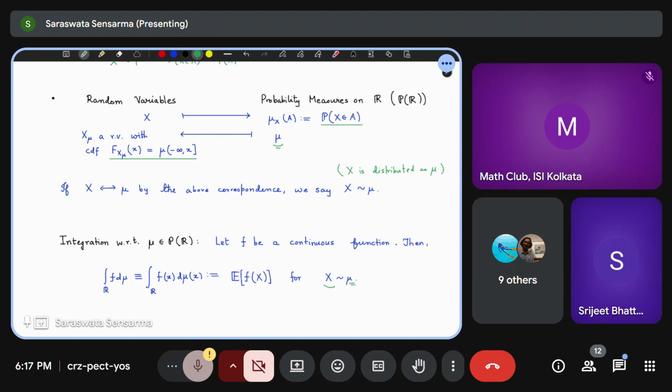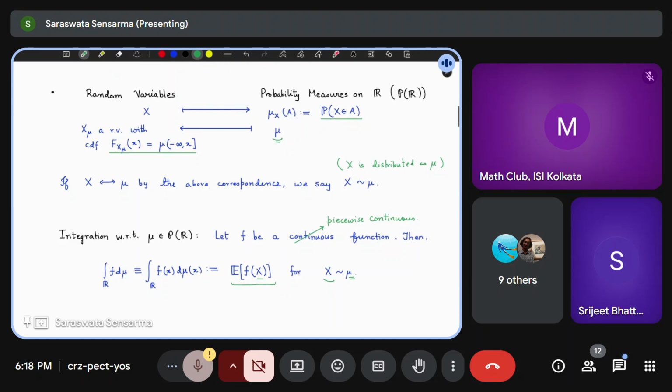Let's say f is any continuous function. The integral of f with respect to this measure is by definition the expectation of f(X), where X follows this measure mu. X is distributed as mu. Indeed, you can include more things, say piecewise continuous also works. Really, what works are measurable functions, but I don't want to talk about measurable functions. So piecewise continuous will suffice for our purposes. You just integrate over each piece, and that would be fine.